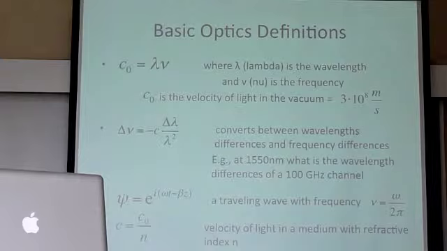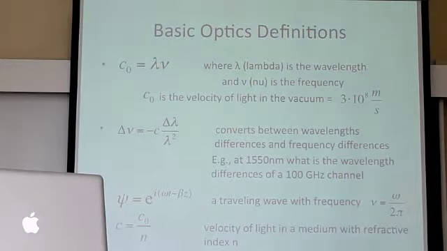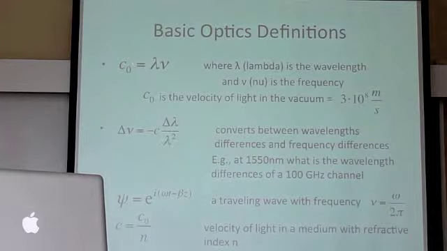Now this is related to the frequency. I was showing before how the wavelength size goes in one direction and the frequency increase goes in the opposite direction. So there is a pretty straightforward relation: the wavelength multiplied by the frequency gives exactly this value, c0.